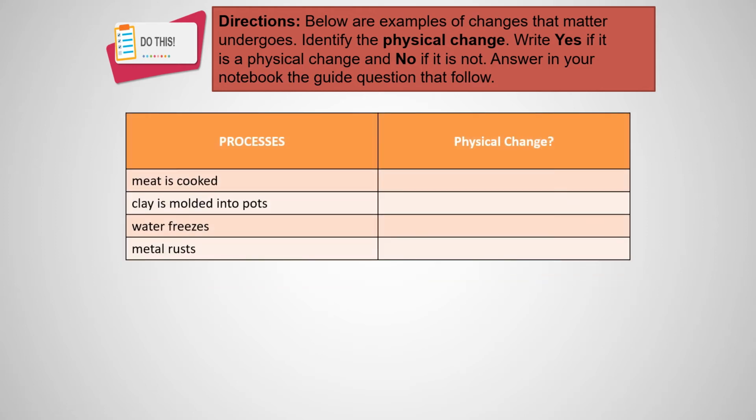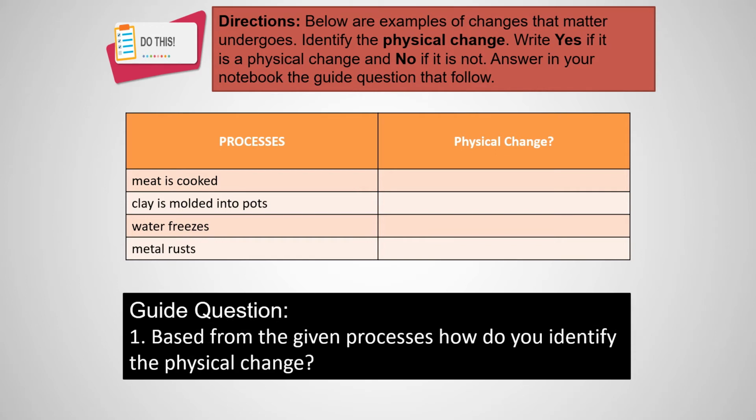Processes and the physical change. First, we have meat is cooked. Is it a physical change? Clay is molded into pots. Water freezes. Metal rusts. Guide question: based on the given processes, how do you identify the physical change?